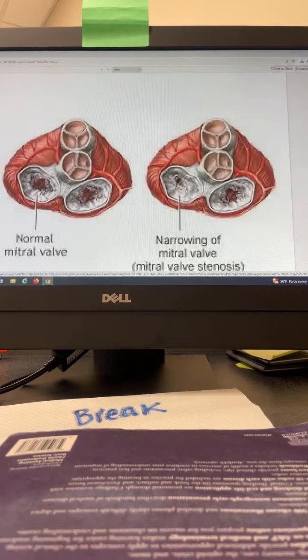And here is, again, I'm sorry, I don't know why these are coming out blurry. A normal mitral valve is on the left, and you can see that it has a wide opening, whereas on the right, you can see how it's much smaller and narrower. We call it mitral valve stenosis. So this is just not able to function as well.